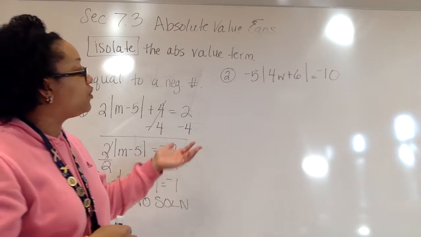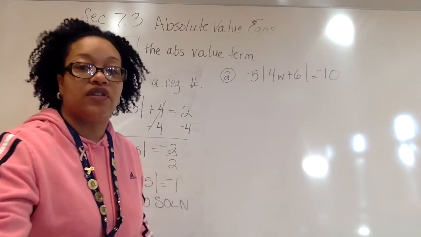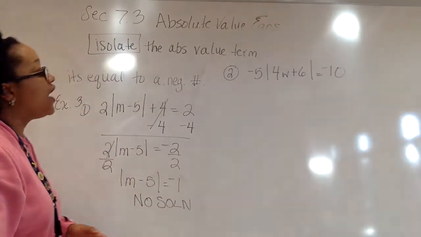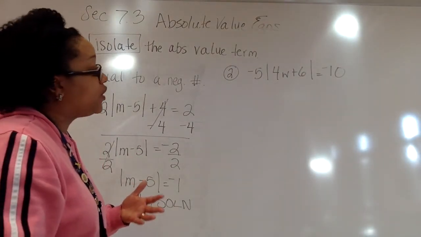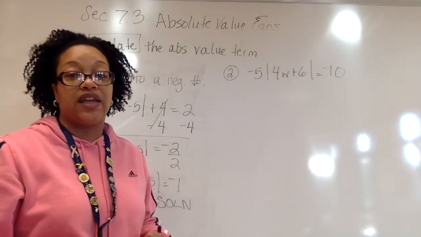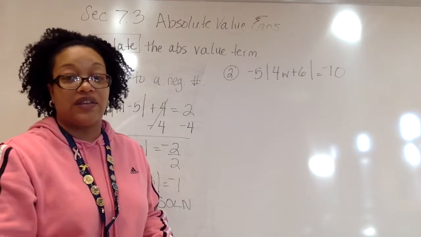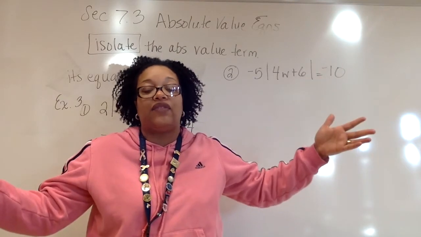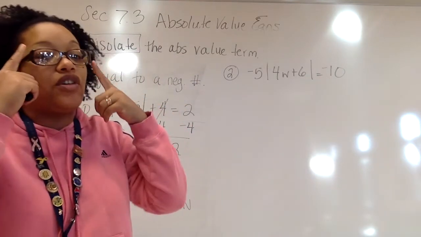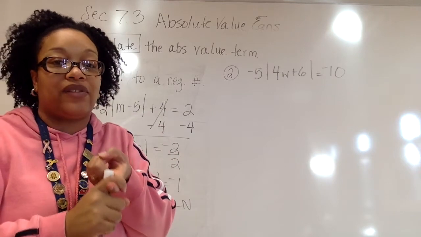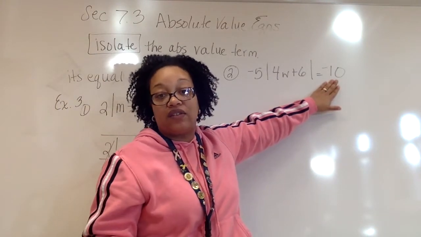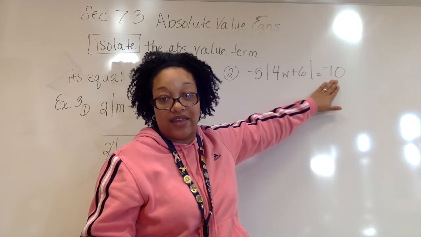Now, here is number 2. I don't know if you can see it very well. There's a glare from the window. Negative 5 times the absolute value of 4w plus 6 equals negative 10. Now, a lot of y'all are seeing this negative 10 and you're like, what? I'm done. There's a negative number. But you've got to remember you need to isolate the absolute value first. Just because there's a negative number now doesn't necessarily mean there's going to be a negative number at the end.